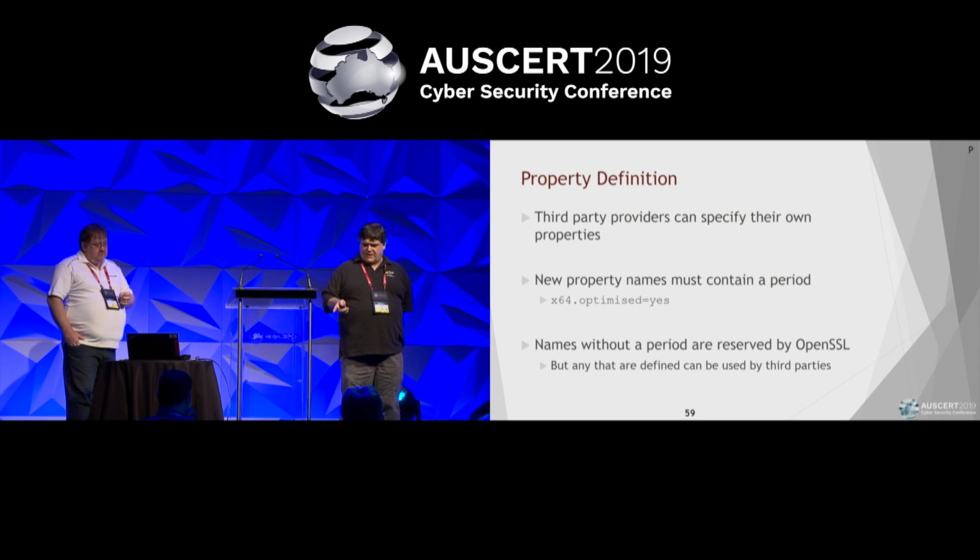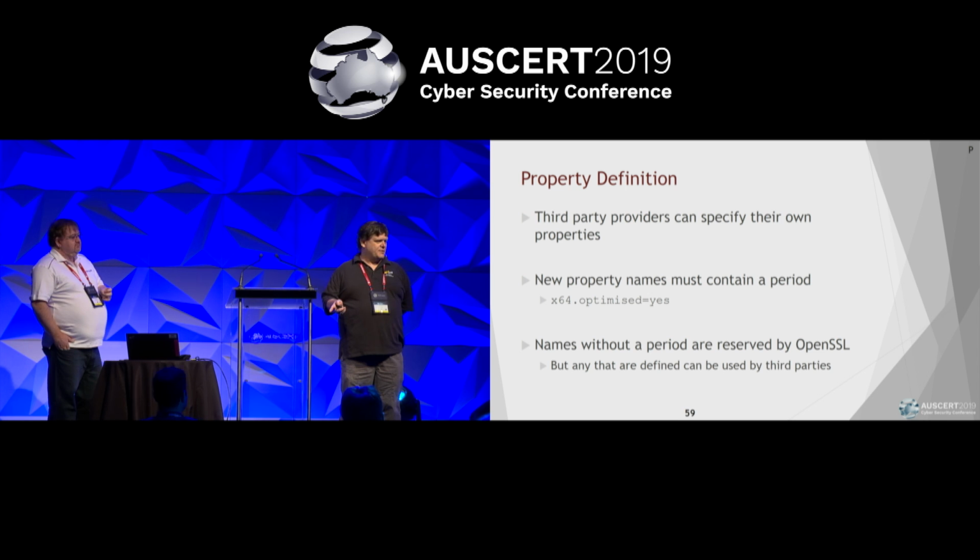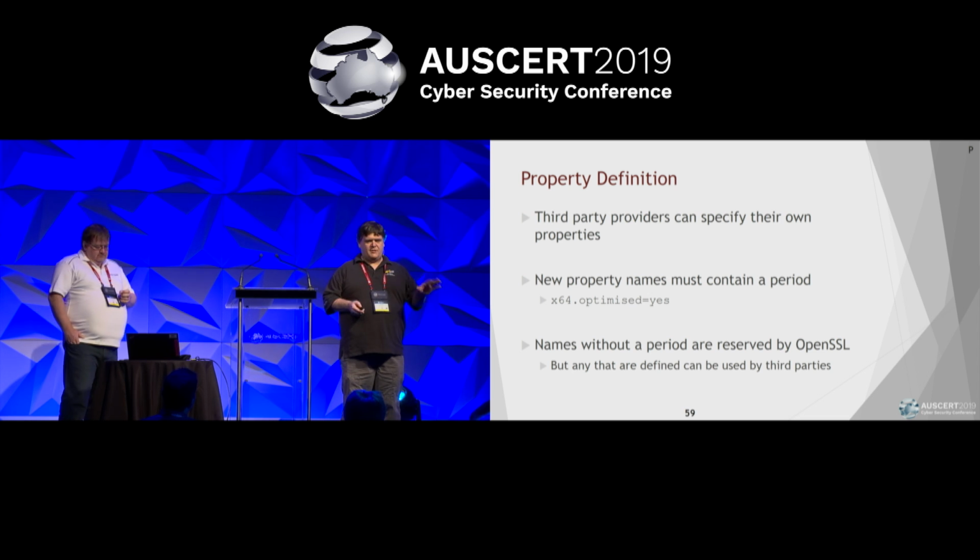Third-party developers are allowed to define their own properties. The only thing is we've reserved all the names that don't have a dot in them. So a third-party name must have a dot, which gives you a naming hierarchy, essentially. So you could say Intel dot blah, and that's an Intel property.